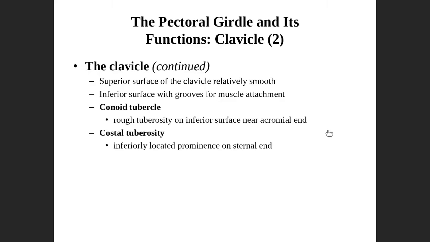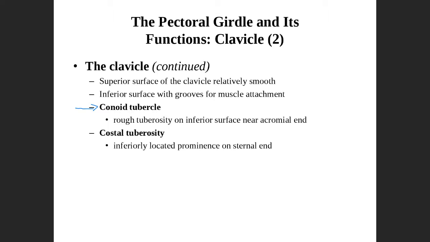So there's a couple structures on here that you need to be familiar with. You've got the conoid tubercle, which you do need to know for identification purposes. The costal tuberosity you do not need to know.